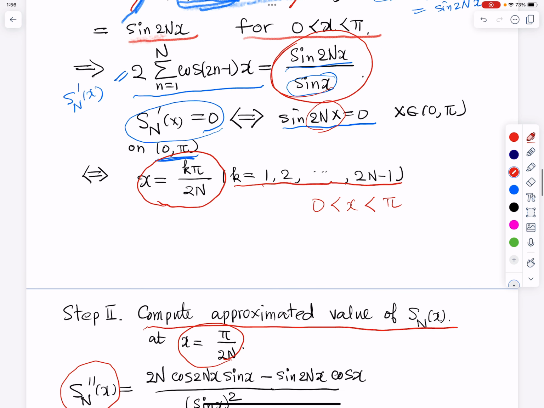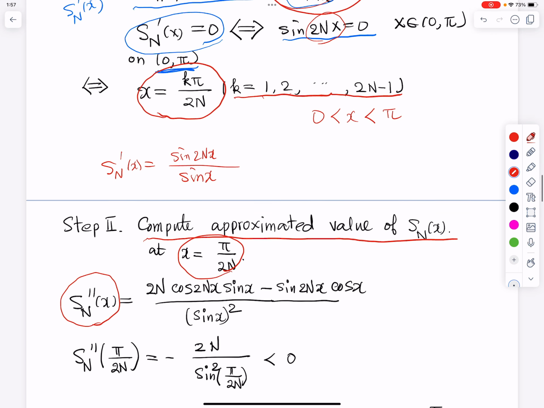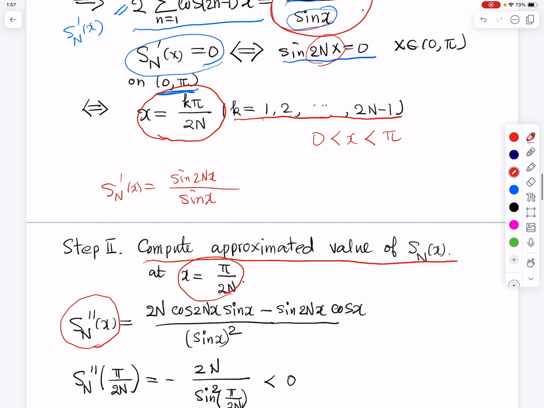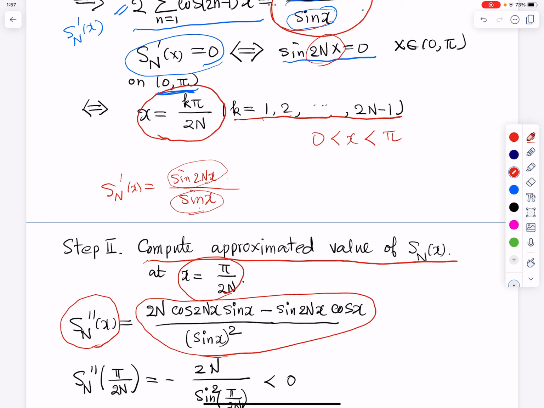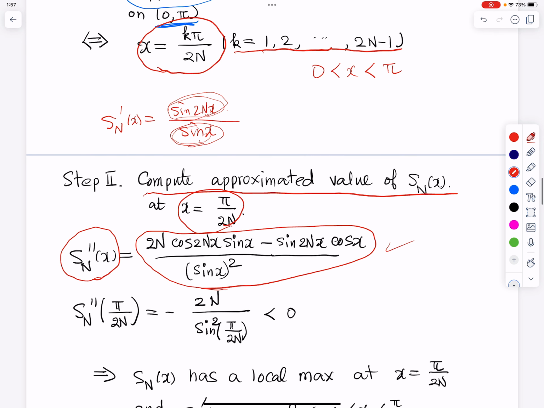So let's see. Let me rewrite here. Sn prime equals, I have sine 2nx divided by sine x. Then using the formula, you can get the second derivative. So the second derivative, this one squared, f this one prime, multiply sine x minus this one and this one prime. So that's exactly this one. And then you replace x by pi divided by 2n. You evaluate this one at pi over 2n.